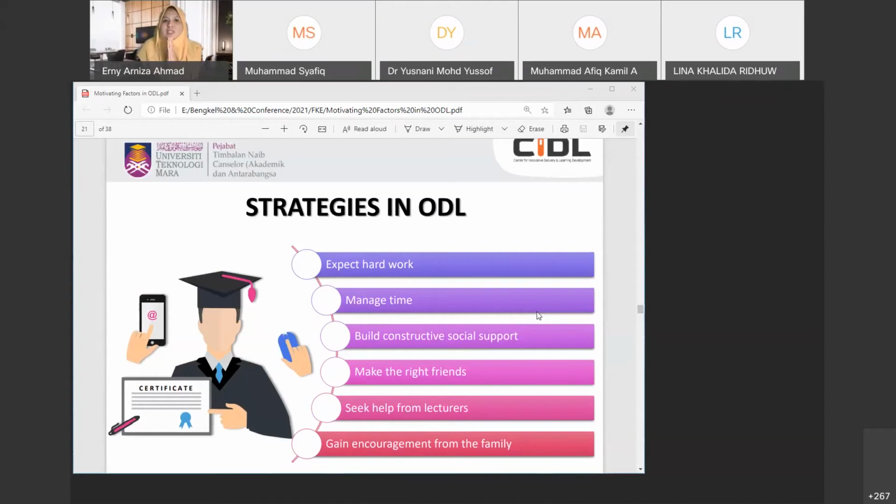Right. So the strategies in ODL. First, bila dah masuk ODL, benda pertama memang we expect hard work. Memang kena kerja keras, sebab dia punya mode self-learning, flexible learning, and independent learning. Yang kedua tadi, sebab apa benefit dia? Student-centered learning. That's why we expect hard work from you.